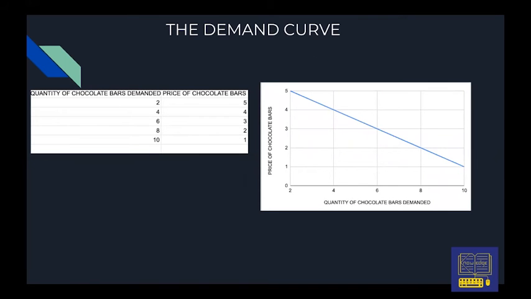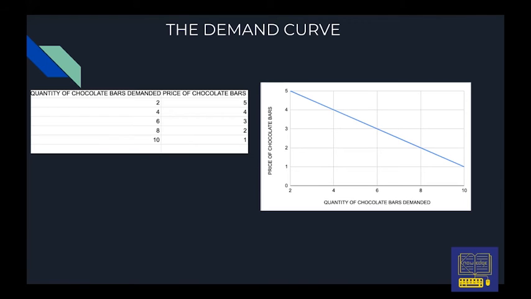Now, as you can see on the left, we have the demand schedule. Over here, we can see the quantity of chocolate bars demanded at different prices of chocolate bars. So at a price of $5, two chocolate bars are being demanded, and at a price of $4, four chocolate bars are being demanded. Now, what does this tell you? This shows that as the price of chocolate bars reduces, the number of chocolate bars demanded is increasing, which thus proves the inverse relationship between demand and price.